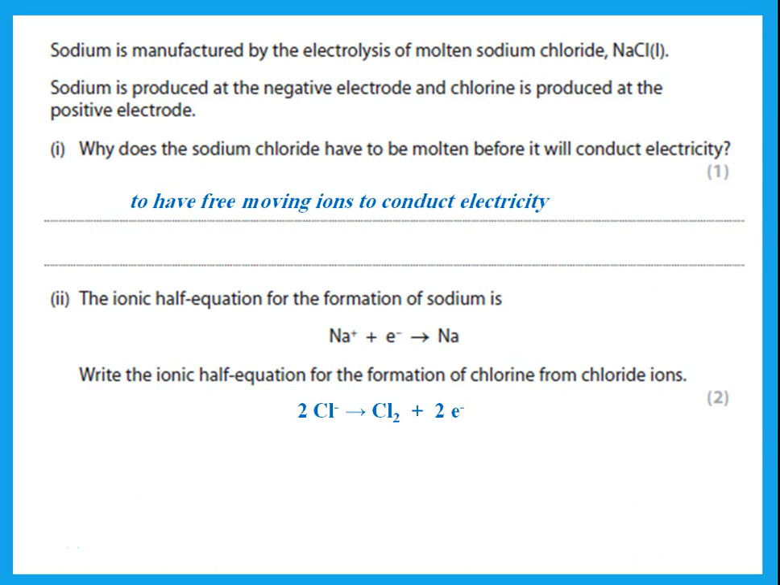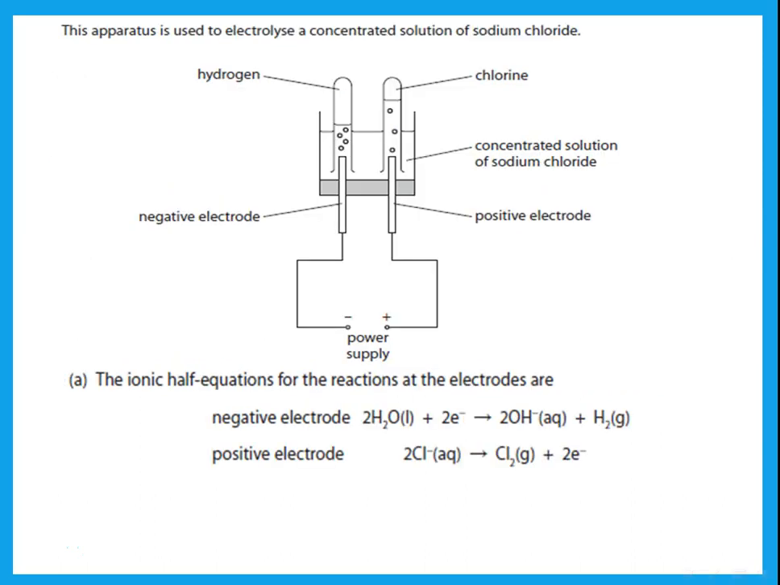Do we understand all of this? Okay. This apparatus is used to electrolyze a concentrated solution of sodium chloride. The ionic half equations for the reactions at the electrodes are these. So he's saying the negative, this is what happens. Positive, this is what happens.